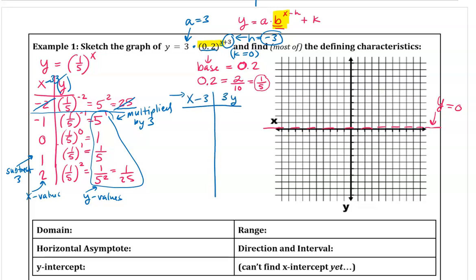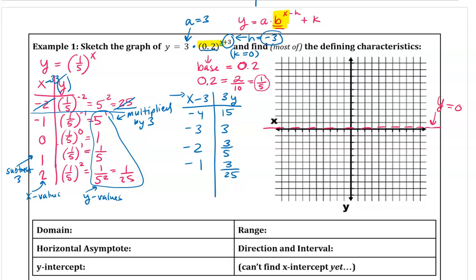So I do -1 minus 3 is -4, and then -3, 1 minus 3 is -2, 2 minus 3 is -1. So these are my values there. And then I'm going to multiply each of these by 3, so I get 15. That's 3 times 5. 3 times 1 is 3. 3 times 1/5 is 3/5. 3 times 1 over 25 is 3 over 25.